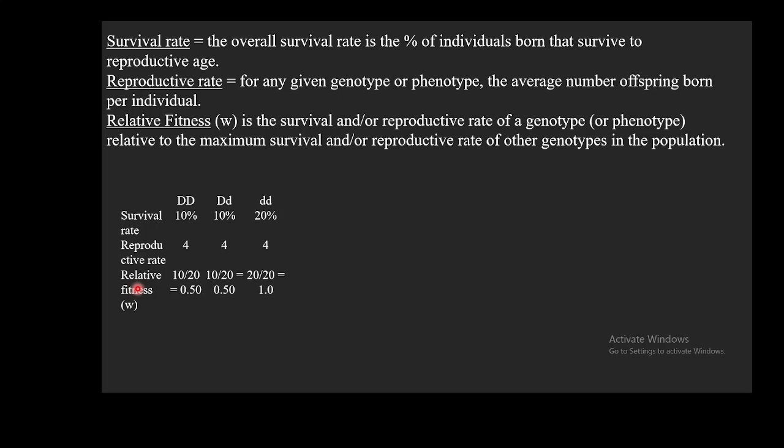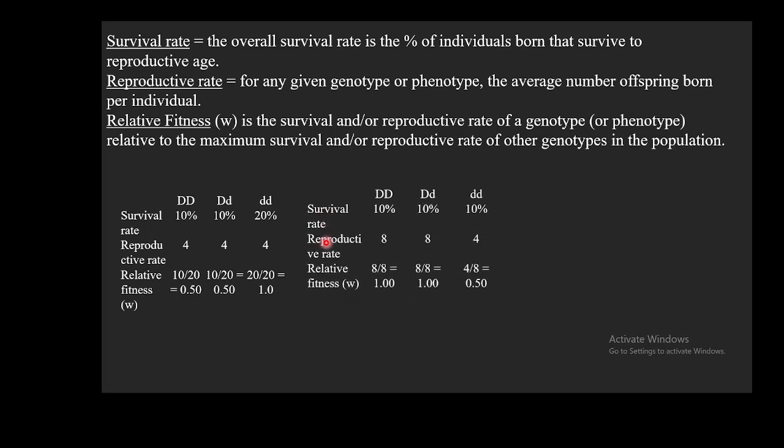So how will you calculate the relative fitness? You calculate it for this particular genotype using the survival rate, which is 10%, divided by the maximum survival rate, which is in the case of the recessive genotype, 20%. So 10 by 20 is the relative fitness of capital D capital D. Then again 10 by 20 is for the heterozygous genotype, and 20 by 20 is for the homozygous recessive genotype. So this is the relative fitness, and as you can see, relative fitness is high for this particular genotype because the survival rate is also high for it. In this case, the reproductive rate was the same.